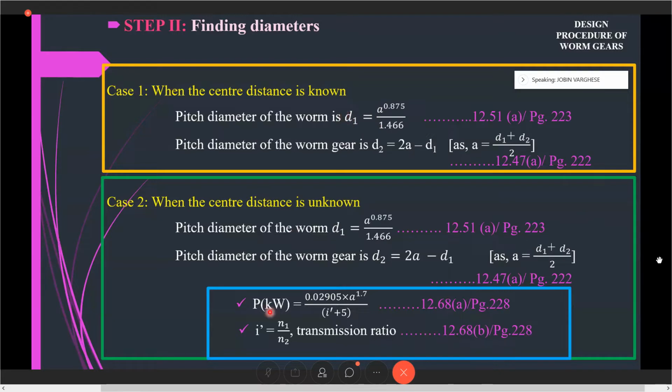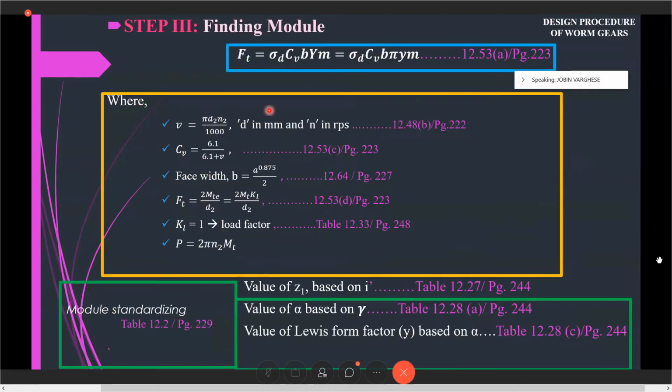If not given, we have to use this equation, where the power is given, that is, how much power we have to transmit. Then i' is the transmission ratio, that is N1 by N2. From this we have to calculate what A is. Once A is calculated, we go further for other calculations. Then comes the module, where the equation is Ft equal to sigma_d C_v b p y m, which we can see in equation 12.53, page 223.